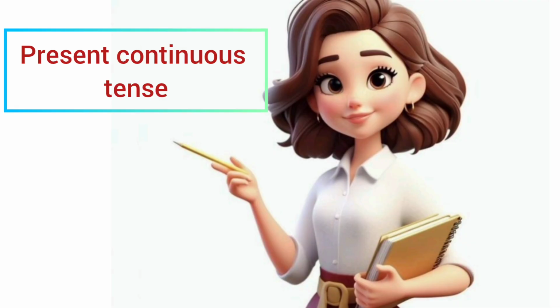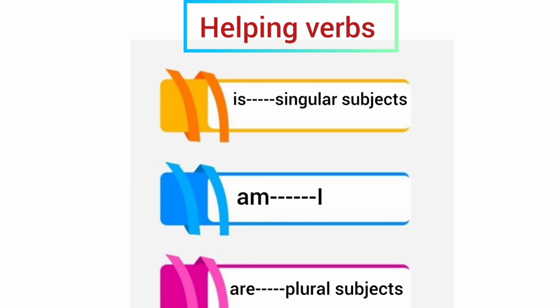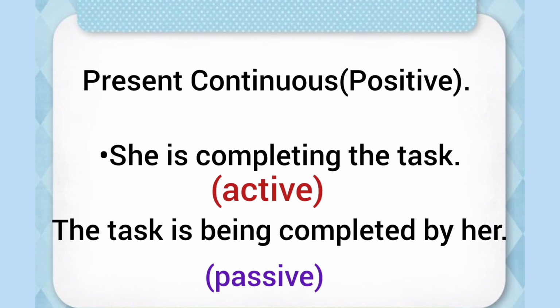Now next is present continuous positive sentence structure. And the helping verbs for present continuous tense are is being, am being, are being. If you have gone through tenses, already you know that is, am, are are the helping verbs for present continuous, and being is added for passive voice. Examples are: she is completing the task. In this sentence, she is subject, is already there as a helping verb, completing is your verb, ing, and then task is your object. So completing here is a transitive verb.